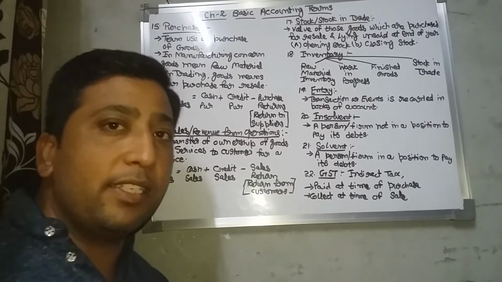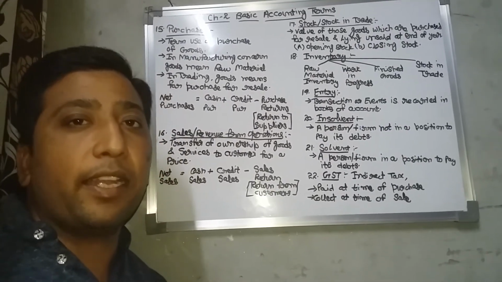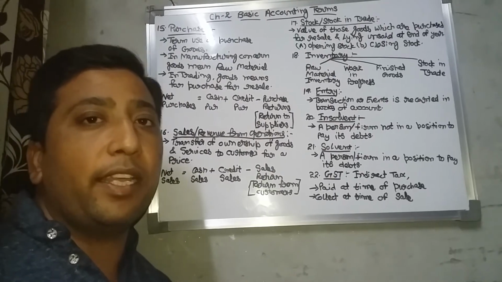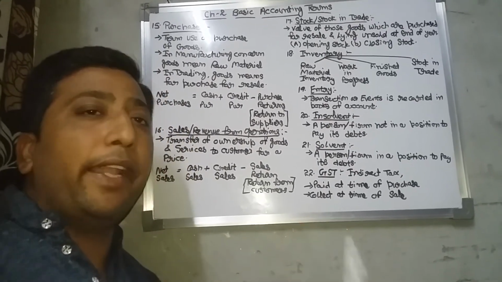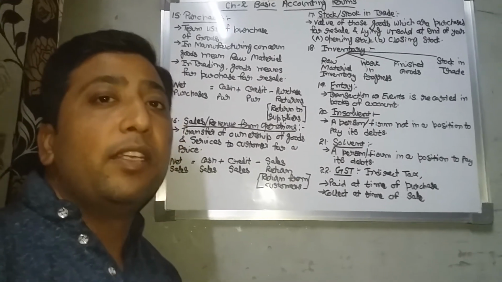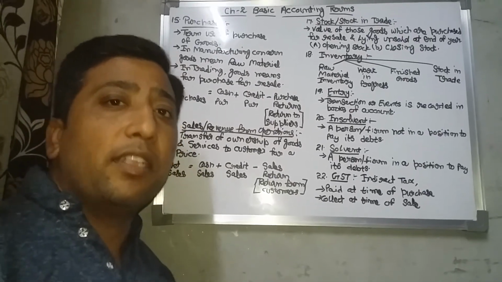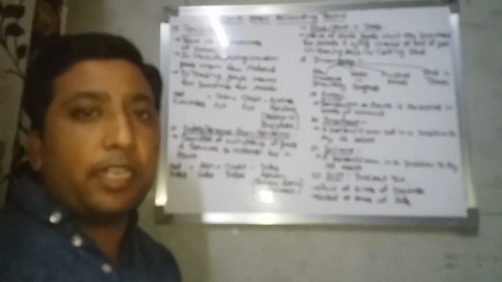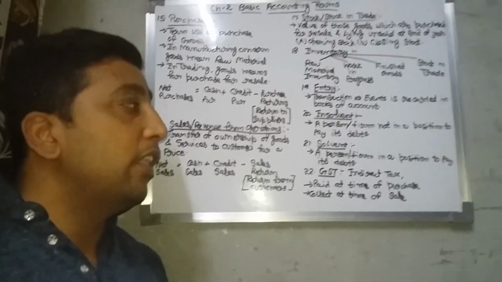And last is GST. GST is goods and services tax. This is an indirect tax. Many kinds of indirect taxes are replaced with this one. It can be paid at the time of making a purchase, or can be collected at the time of sale also. So there may be interstate GST, input GST, and output GST as well.